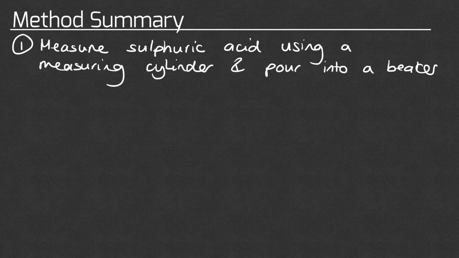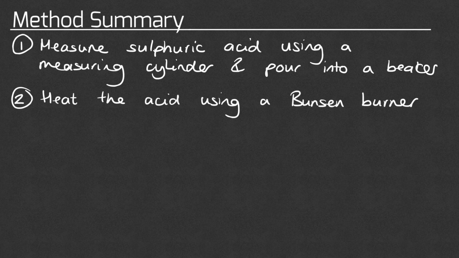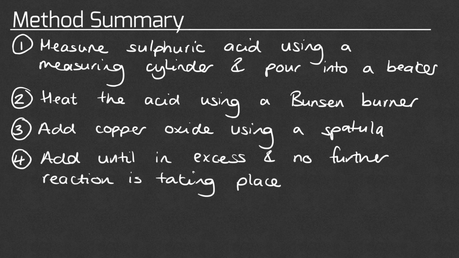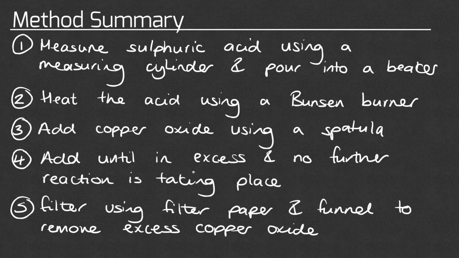The first step is to measure the sulfuric acid using a measuring cylinder and pour into a beaker. You would then heat the acid using a Bunsen burner. Then you would add copper oxide using a spatula. Next, you would add the copper oxide until it is in excess and no further reaction is taking place. You would then filter the solution using a filter paper and funnel to remove any excess unreacted copper oxide.